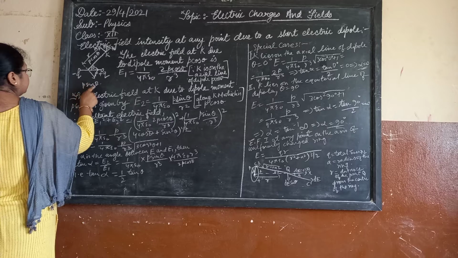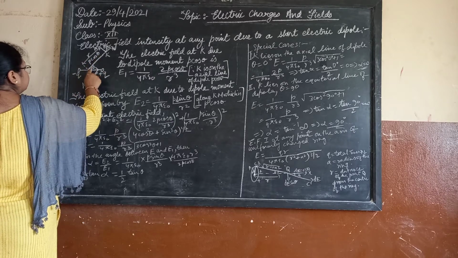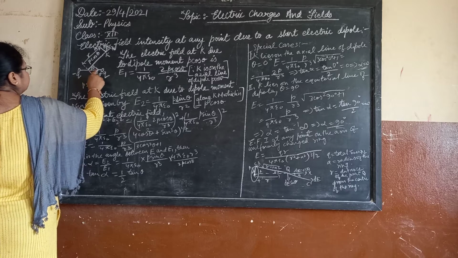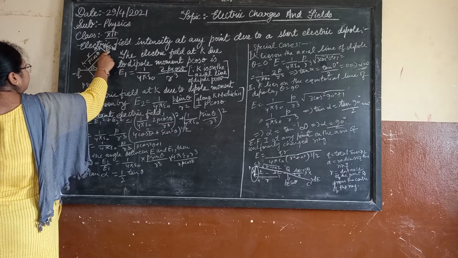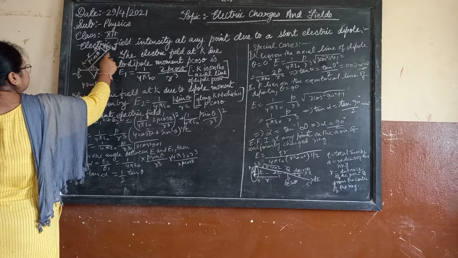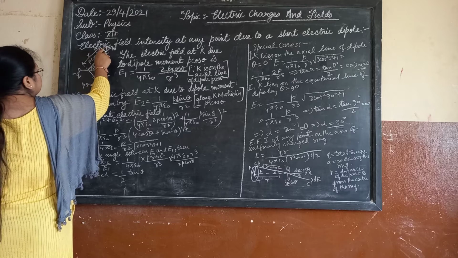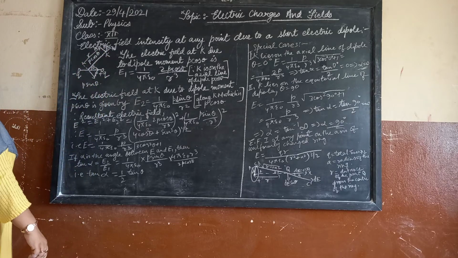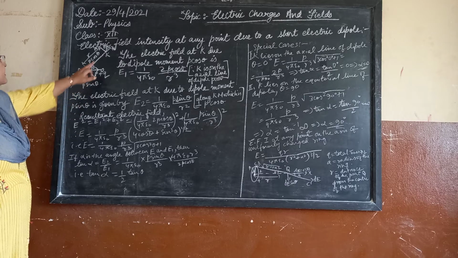Here this is P sin theta. This is the P cos theta value. This is the angle theta, and here the angle is alpha. This is N. This is the value of K here. Okay, electric field intensity, so the electric field at the point K. This is the point K here.